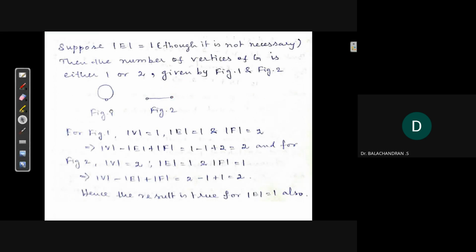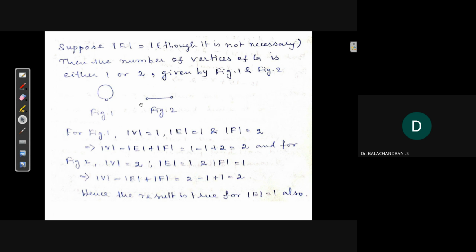Okay. So first I will consider figure 1. In figure 1, the number of vertices is 1. The number of edges is 1. The number of faces is 2, because there is an interior face and an exterior face. So the total is 2 faces. So the left hand side of Euler's formula, cardinality of V minus cardinality of E plus cardinality of F, is 1 minus 1 plus 2. So you get 2. Okay. So we verified it for the first diagram.